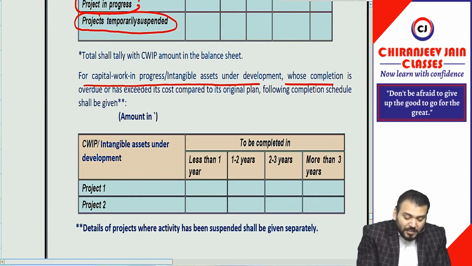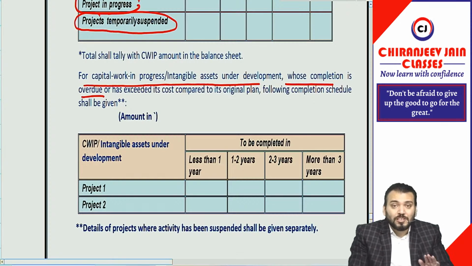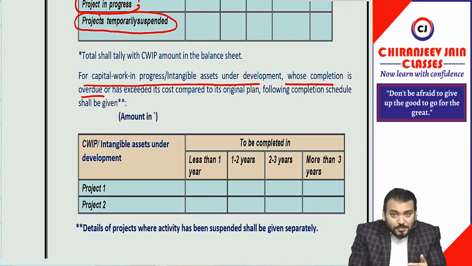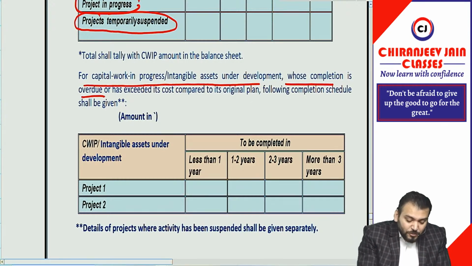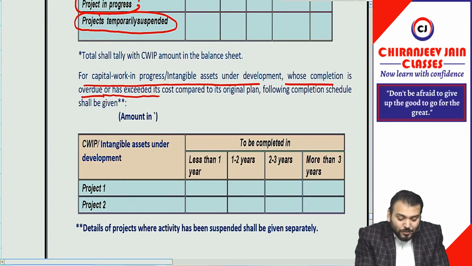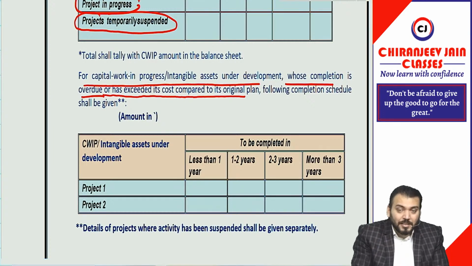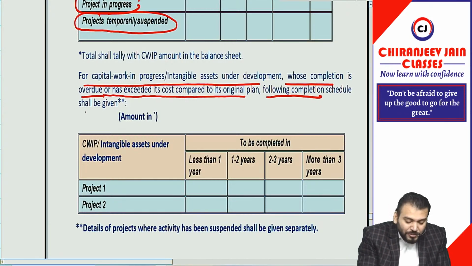whose completion is overdue. Suppose you plan that it will be completed in 3 years, but it is not yet completed. Means it is overdue, or it has exceeded its cost compared to its original plan, where the total cost has exceeded as planned. So the following disclosures will be required. The following completion schedule shall be given.